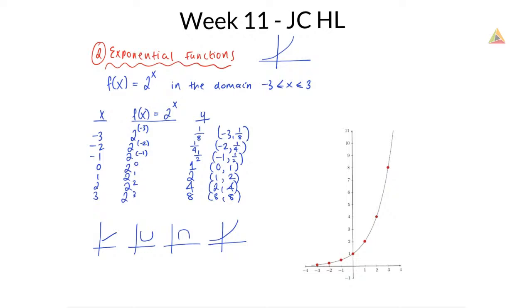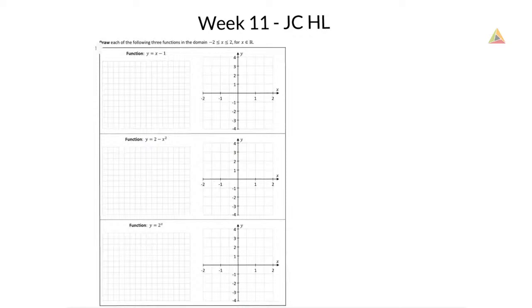I'm going to pull some exam questions now, and we're going to go through a couple of different questions that could come up on the papers. Okay, so I pulled this question and it's on graphing functions, and it's from 2017, paper 1, question 13. So we're going to get practice here now at drawing the 3 different types of functions. So it says to draw each of the following 3 functions in the domain minus 2 goes to 2.